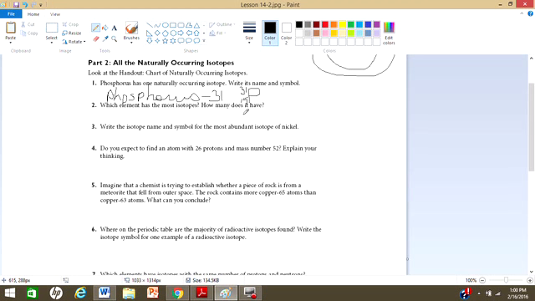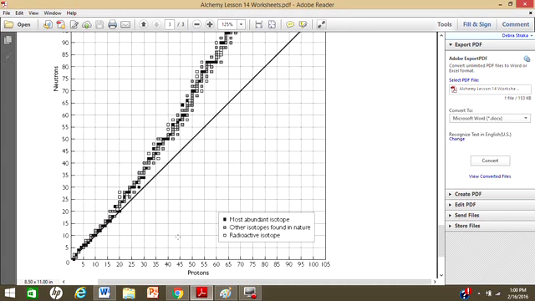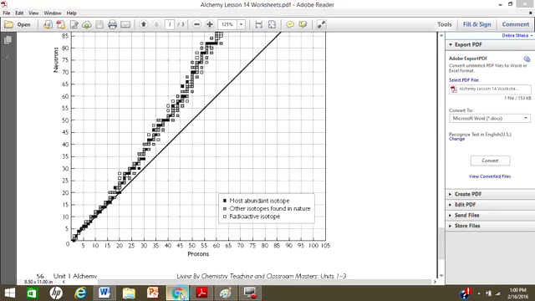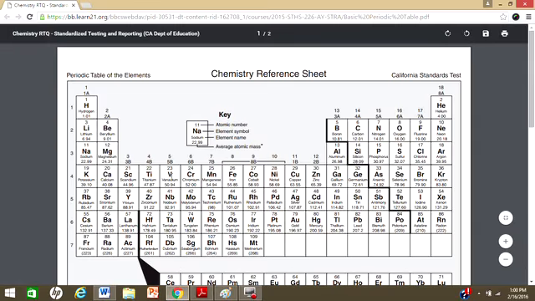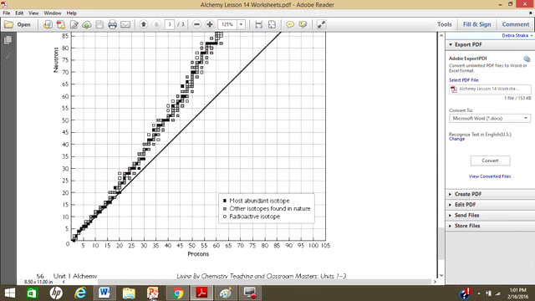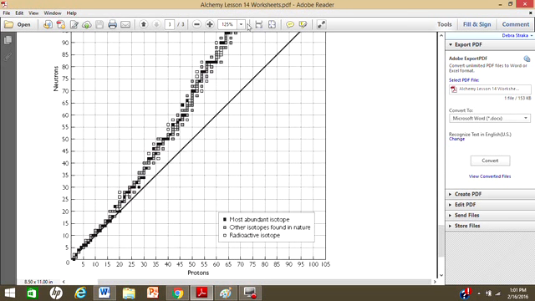Okay, you should be back for number 3 now. Write the isotope name and symbol for the most abundant isotope of nickel. So again, because our isotope chart doesn't give us names, only number of protons, we have to go to the periodic table, find nickel, which is right here. Nickel's number 28. So now this one, and we're going to have to bring ourselves in on this a little bit.